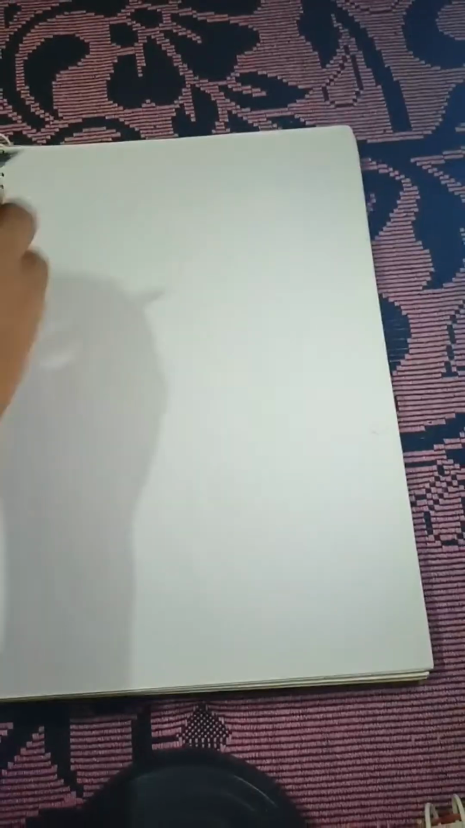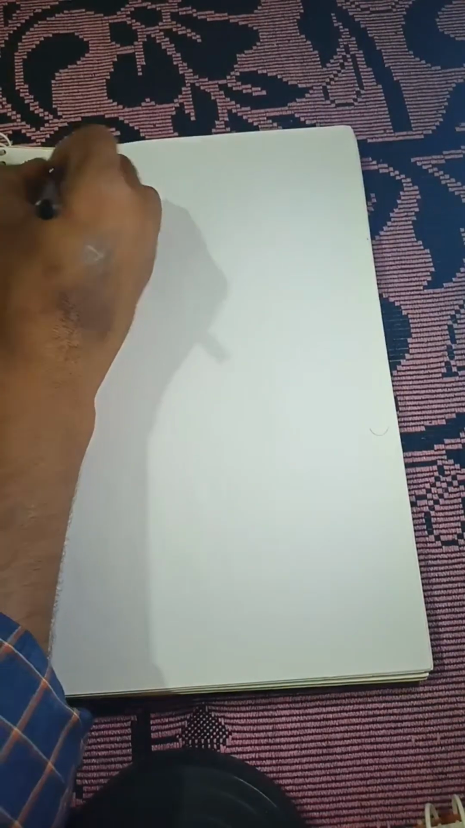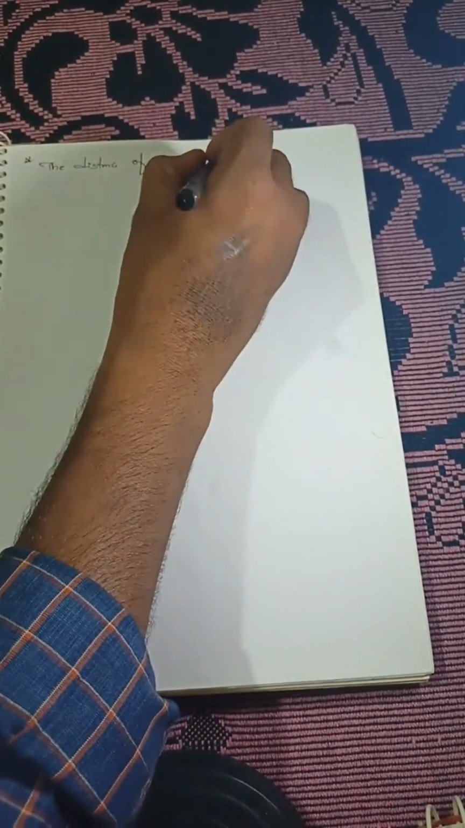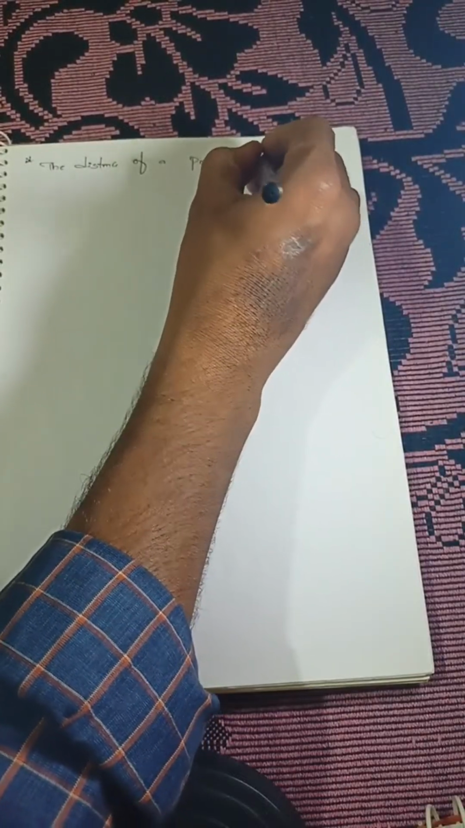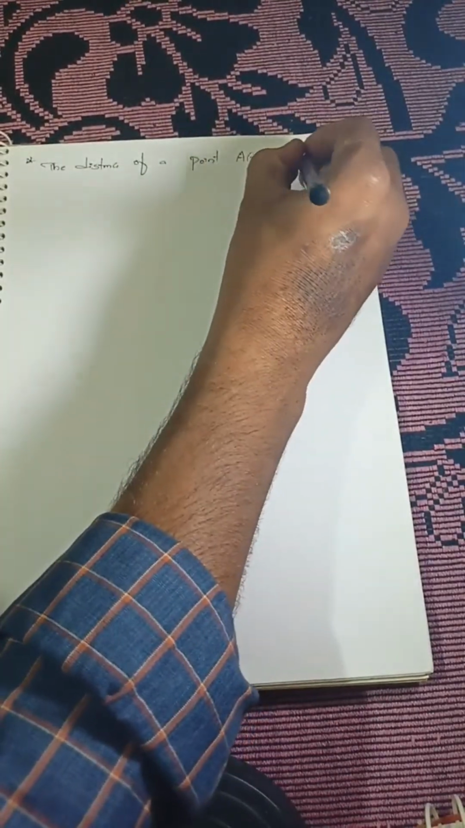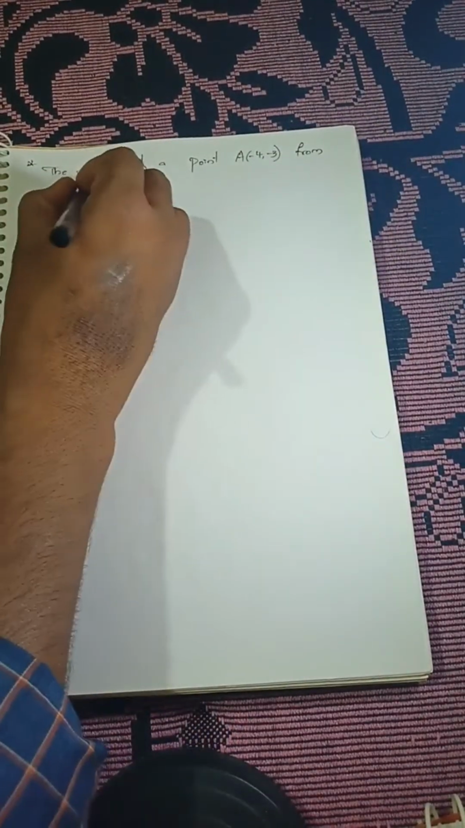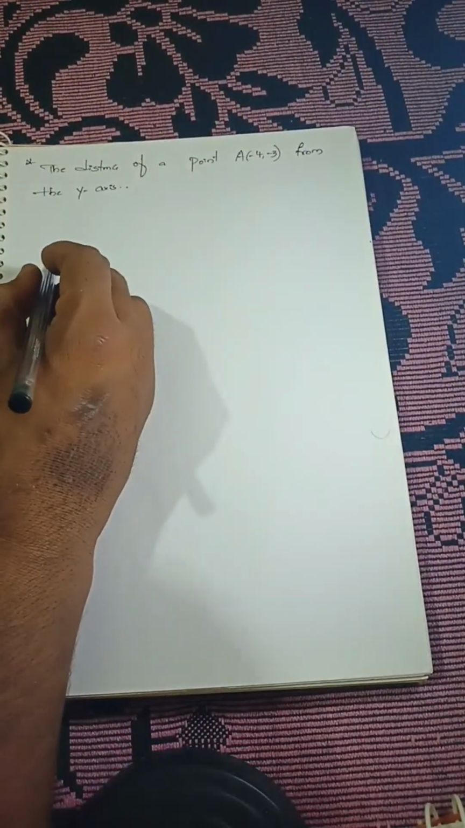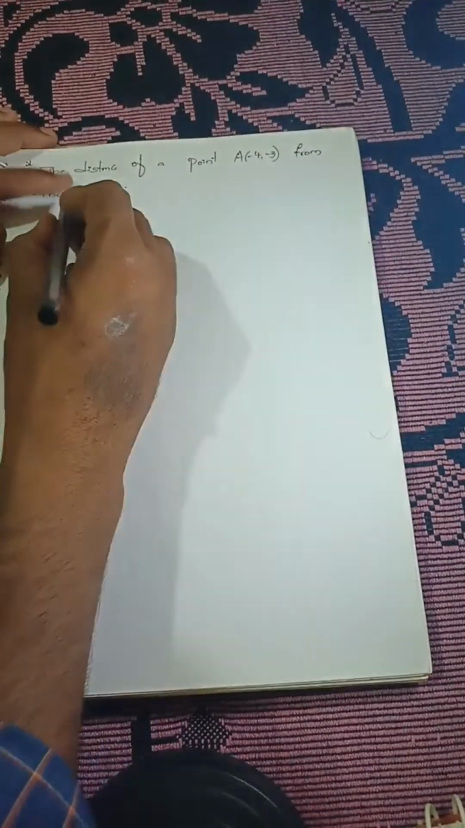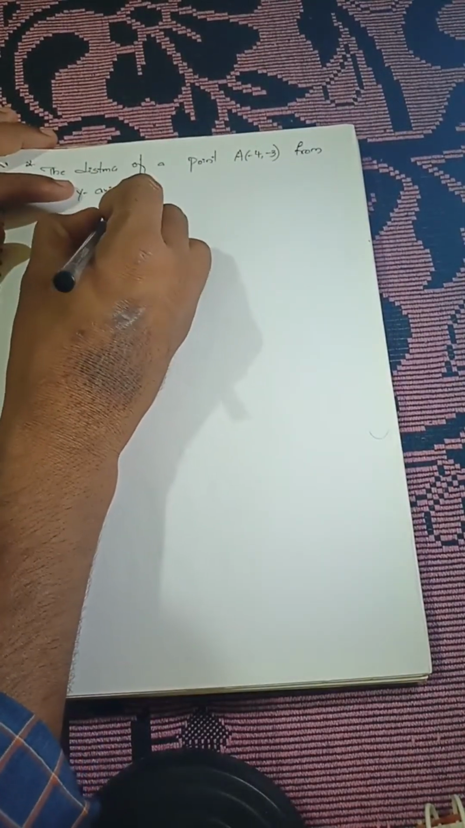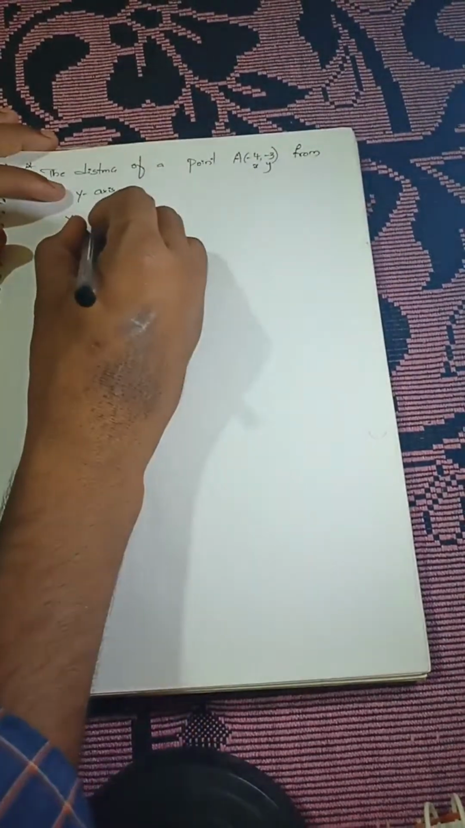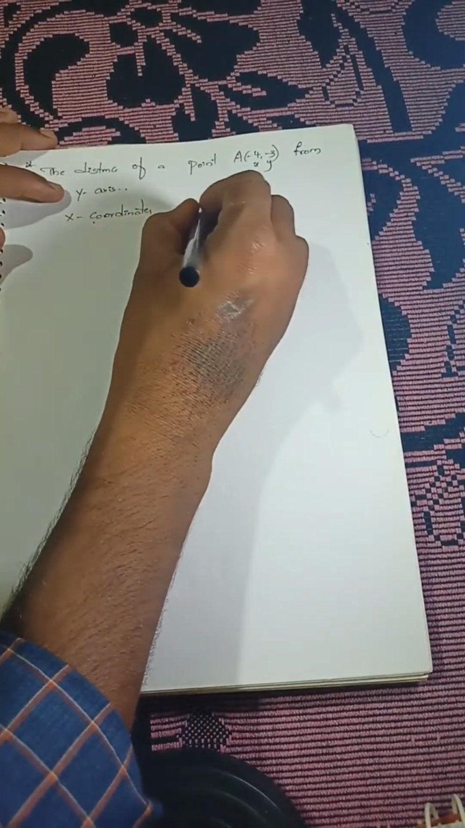Yes. So this is the important question. The distance of the point (-4, -3) from the y-axis. The distance from the point to the y-axis is the x coordinate. So the answer is the x coordinate. What is the x coordinate? The x coordinate is mod of minus 4. We are getting plus 4.